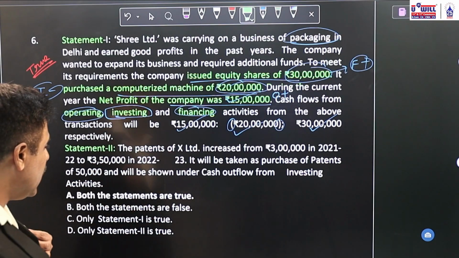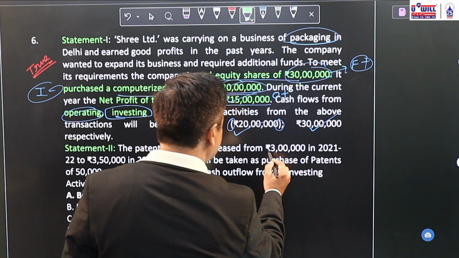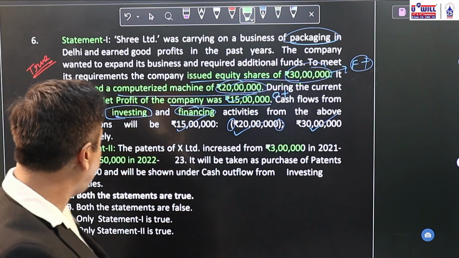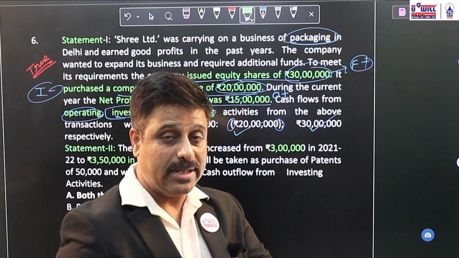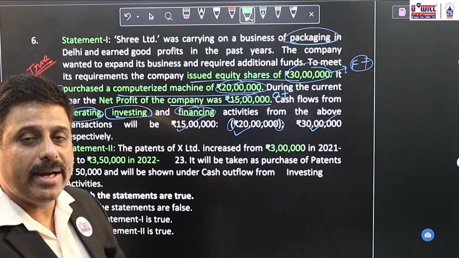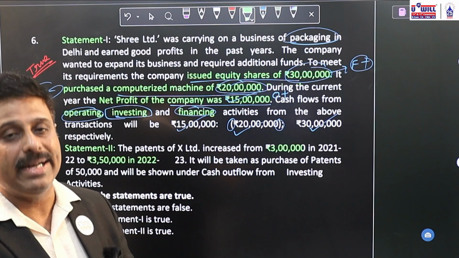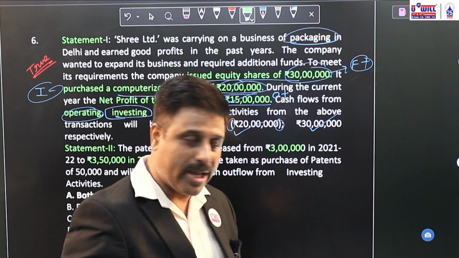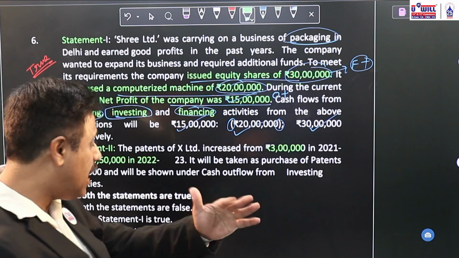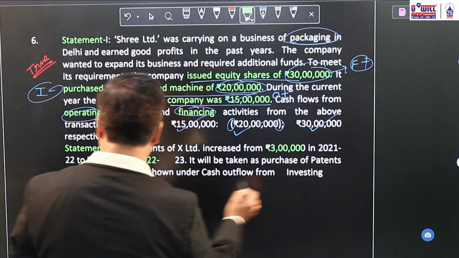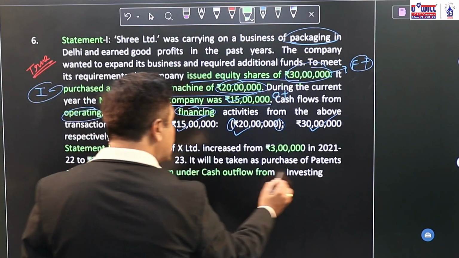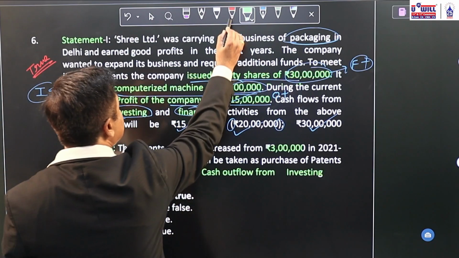The patents of X Limited increased from 3 lakhs in 21-22 to 3 lakh 50,000. Now patents are part of investments, investing activities. Patents come in intangible assets, but buying of patents comes in investing activities. Writing off of patent comes in operating activities. Here, since they are increasing, it means it is a purchase. So it will be investing activities outflow. It will be taken as purchase of patents of 50,000 and will be shown under cash outflow from investing activities. Yes, this is also true.